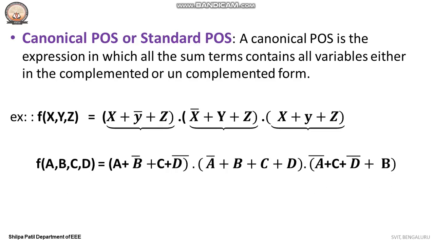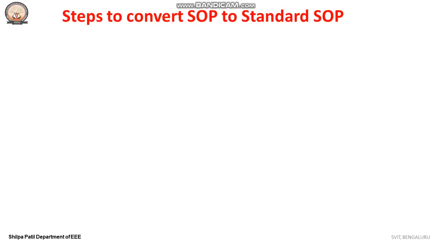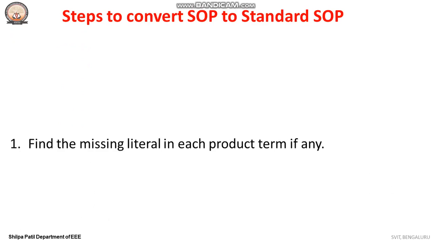So now after this, if any expression is given, we have to check whether that expression is in standard form or not. If it is not in standard form, we have to convert it into standard form. How do we convert it into standard form? We can convert it by using the following steps. So, steps to convert an SOP to the standard SOP.